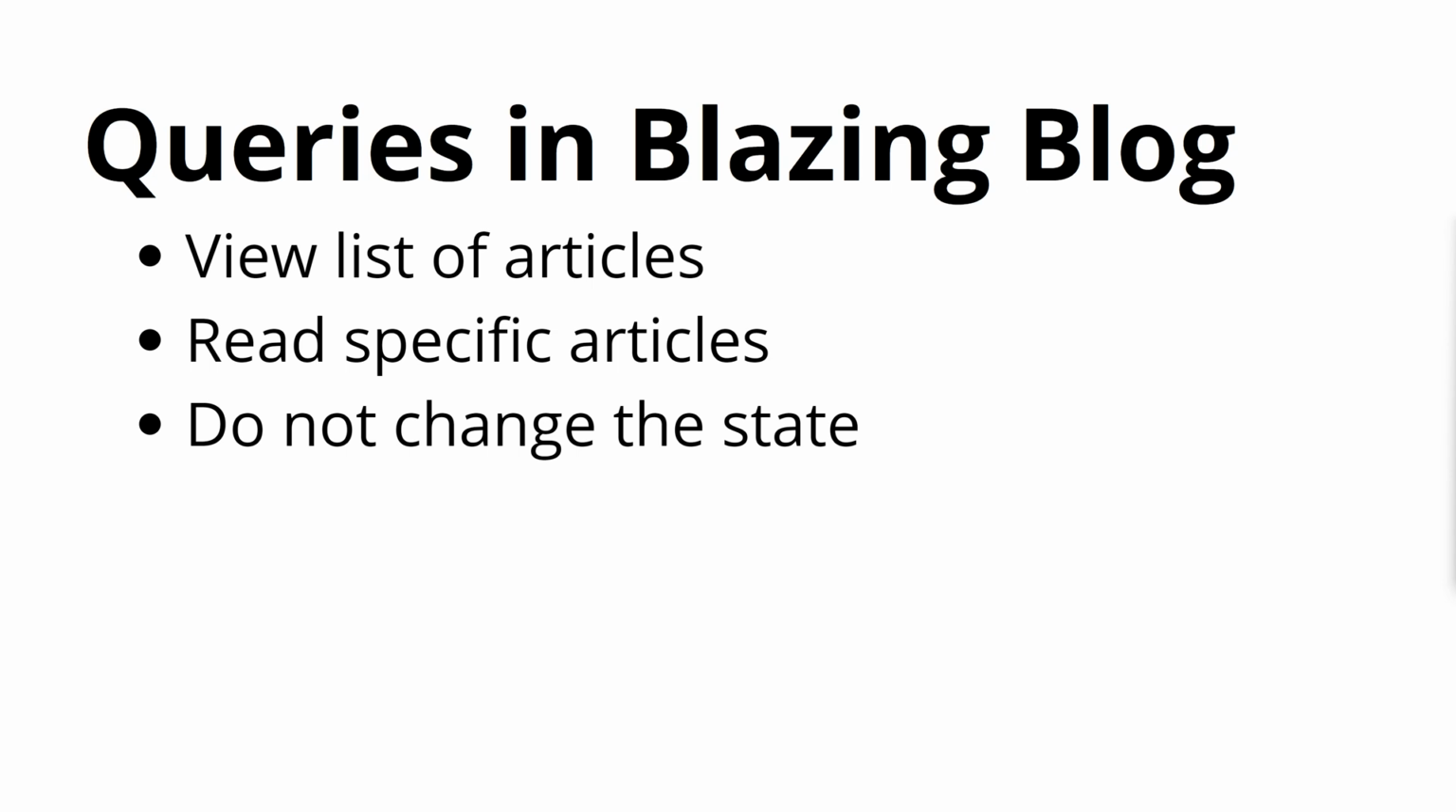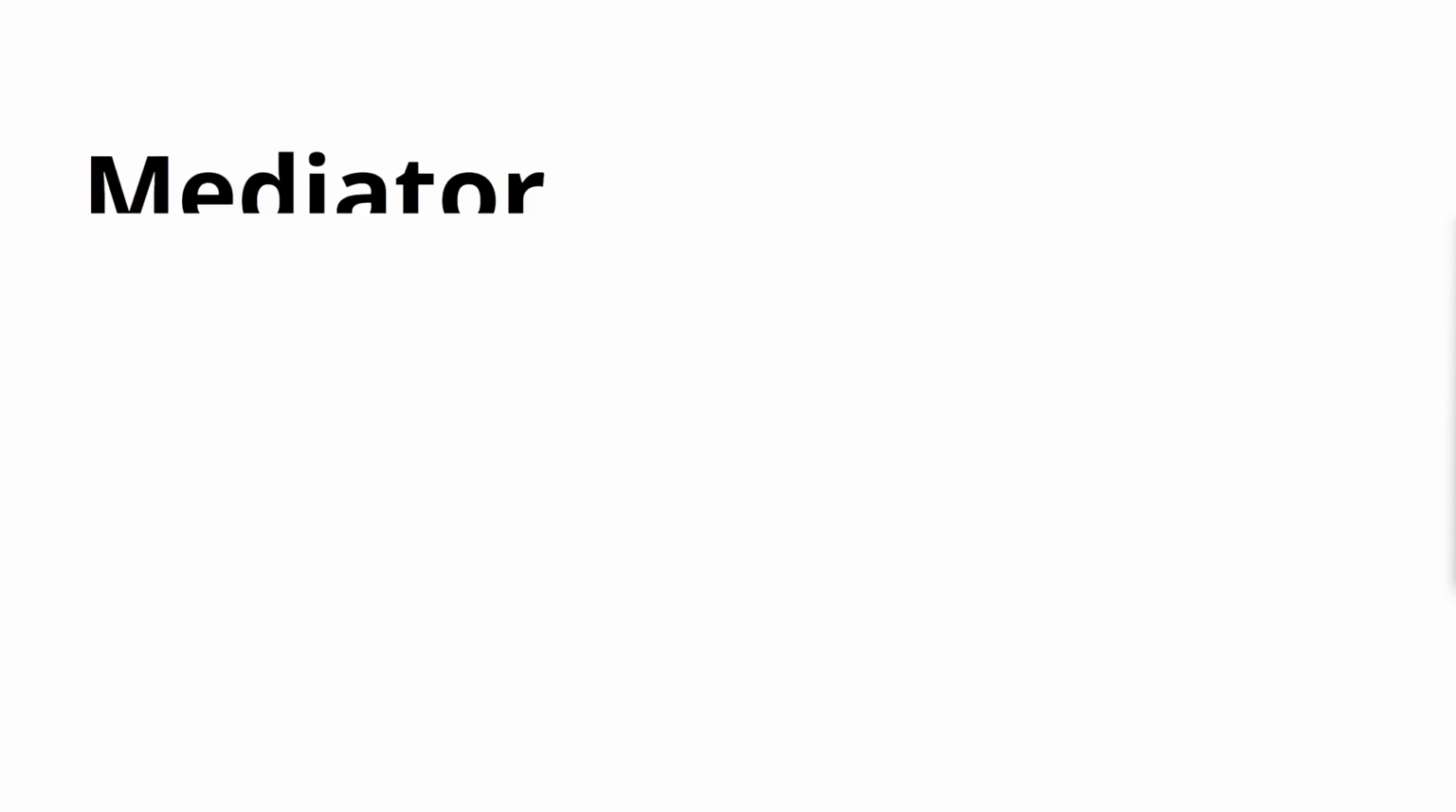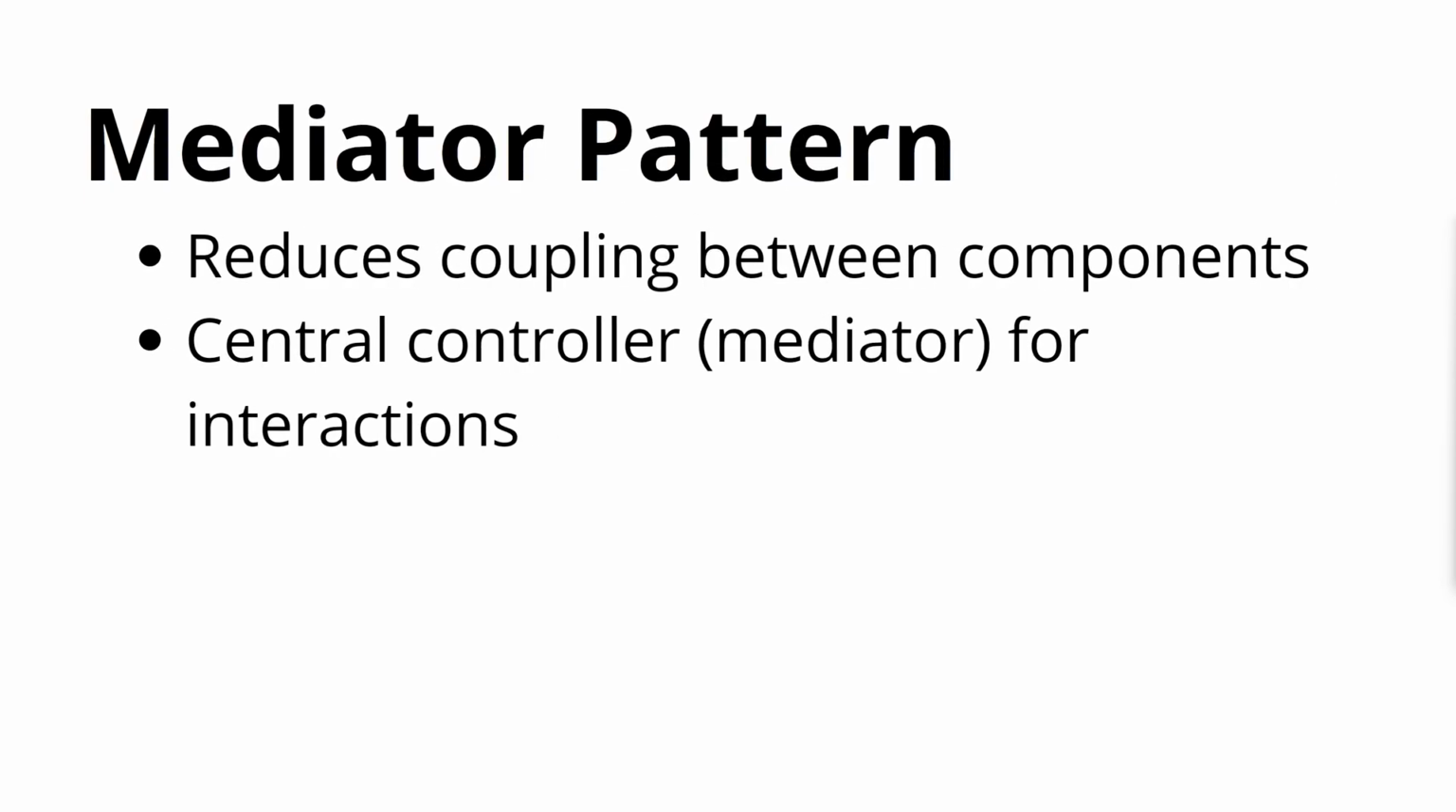So by using CQRS, you can independently optimize an application for both read and write operations. For example, you might use different models for reading and writing data for more efficient queries or to handle complex domain logic in commands. Now, the Mediator pattern is often used together with CQRS. It reduces coupling between components in a system by allowing them to communicate indirectly through a mediator object. It's like having a central controller that handles how different parts of an application interact with each other.